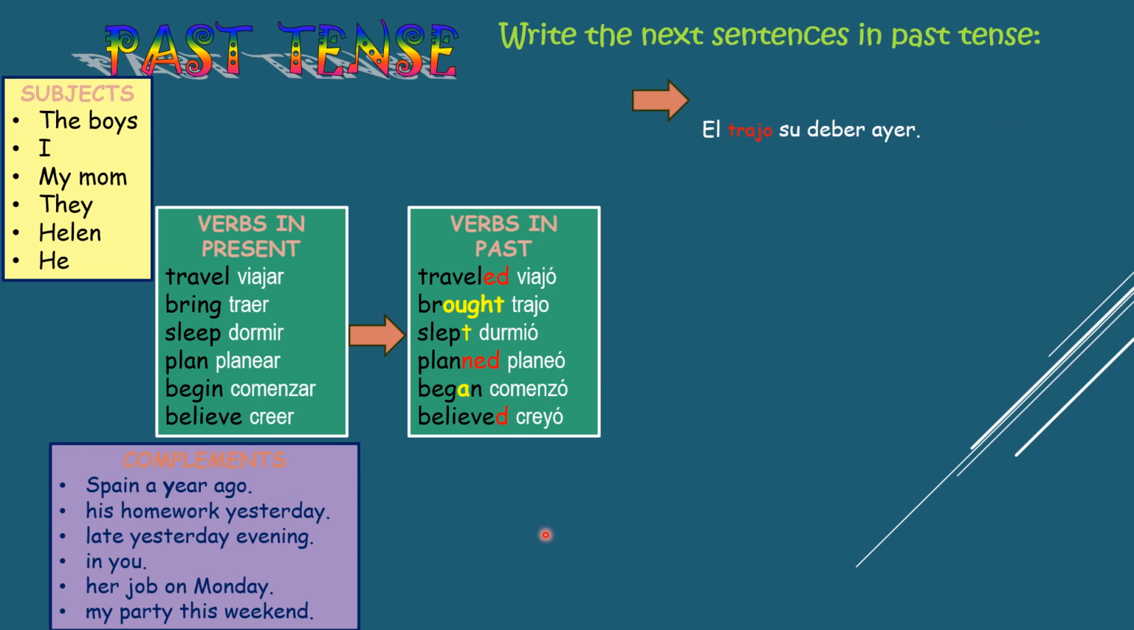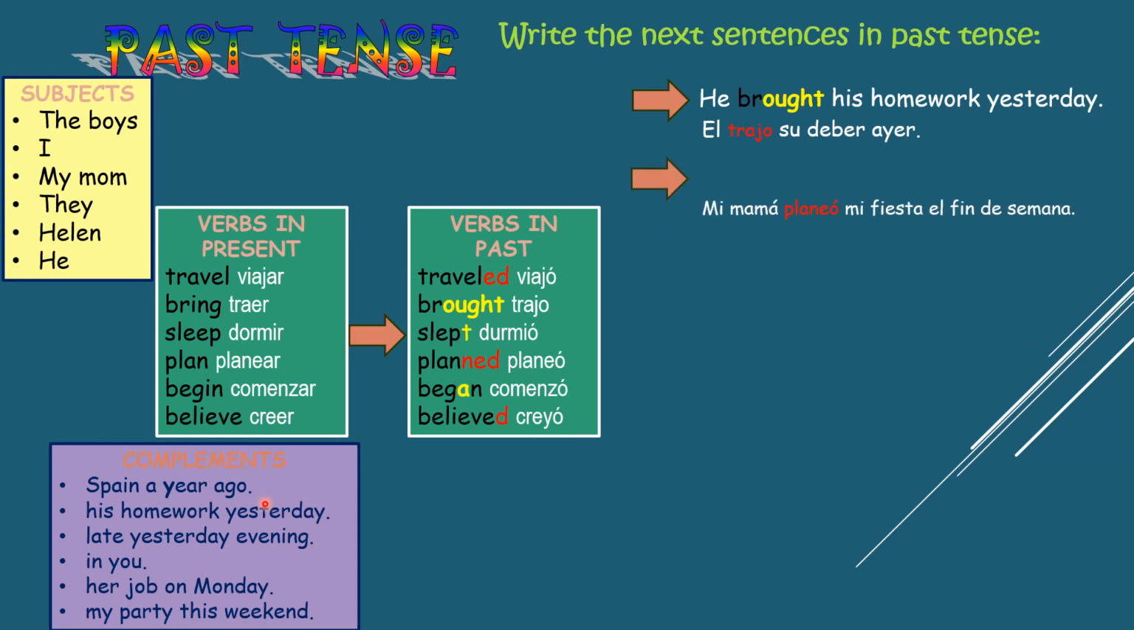How do you say in English? Él trajo su deber ayer. Easy. Él, him, trajo, brought his homework yesterday. He brought his homework yesterday. Another. Mi mamá planeó mi fiesta el fin de semana. My mom planned my party this weekend. My mom planned my party this weekend.